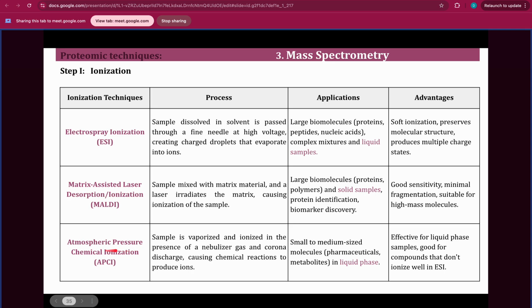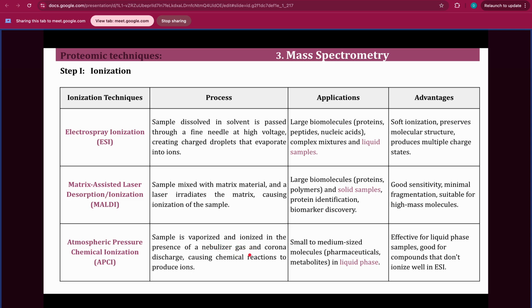Then there is another technique which is atmospheric pressure chemical ionization. This is also for the liquid phase, as with electrospray ionization, but in this case we use it for small to medium sized molecules, whereas electrospray ionization is mostly used for larger biomolecules. So if I want to analyze some big protein, then I will go for electrospray ionization, whereas if I have smaller pharmaceuticals or metabolites which are small or medium in size, then I will go for APCI. It is similar to electrospray ionization, but in this case the sample has to be vaporized, and it is ionized in the presence of a nebulizer gas, and there will be corona discharge. This is also a kind of discharge technique in which current is passed and my sample is converted to ions in the presence of a nebulizer gas.